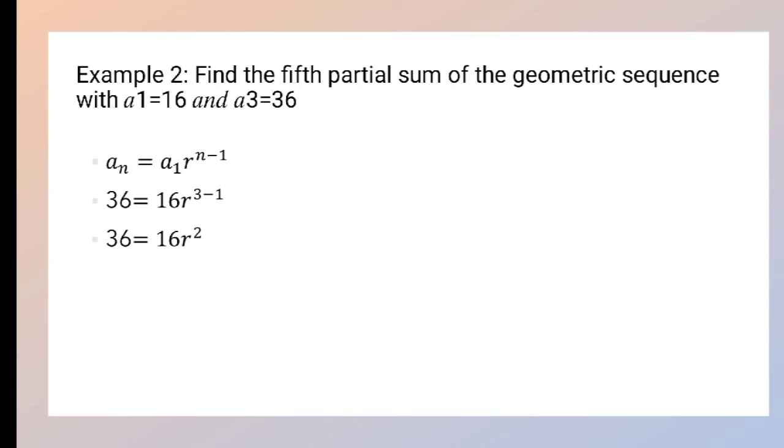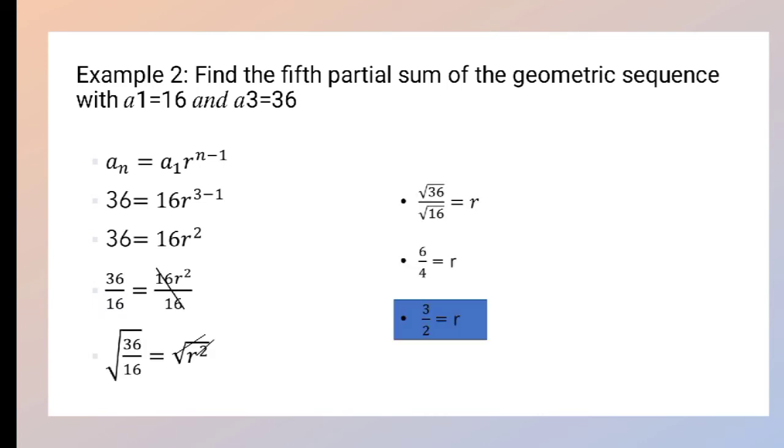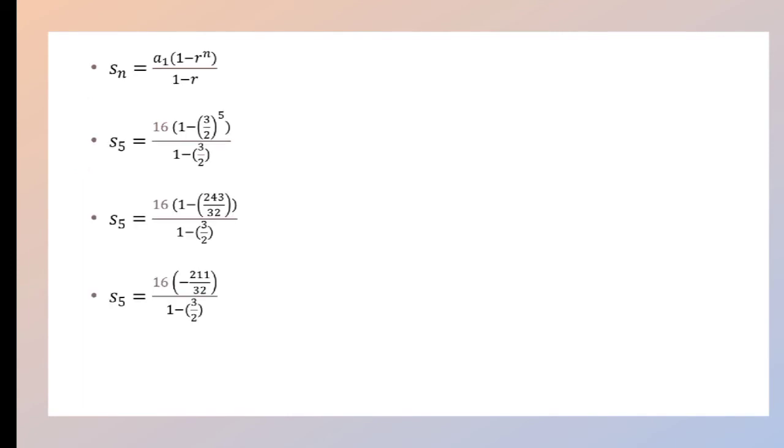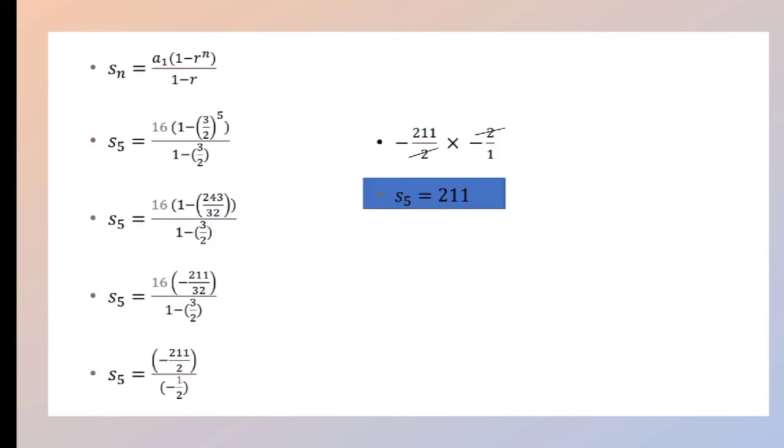Let us subtract the exponent first. After this, we will divide both sides by 16. So we can cancel 16 beside the r. Next, we will square both sides. 3 over 2 is our common ratio. Now that we got the value of the common ratio, we may now use the finite formula in getting the geometric series. Again, substitute the values. We will always follow the PEMDAS rule. The sum in this given problem or equation is 211.